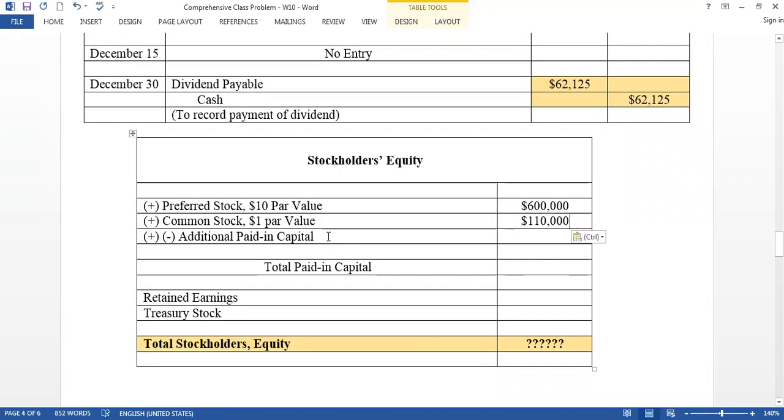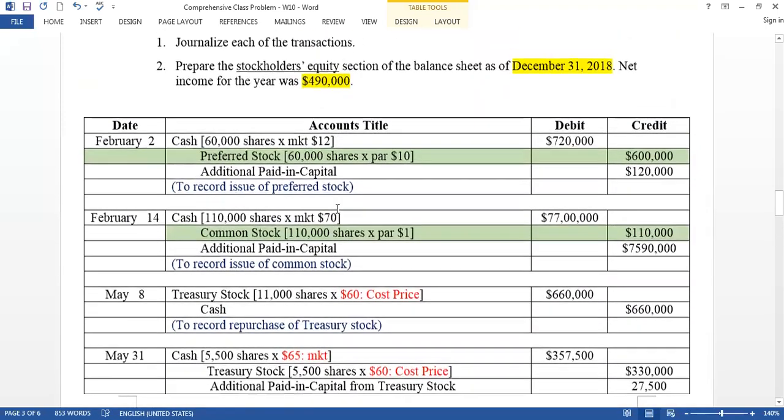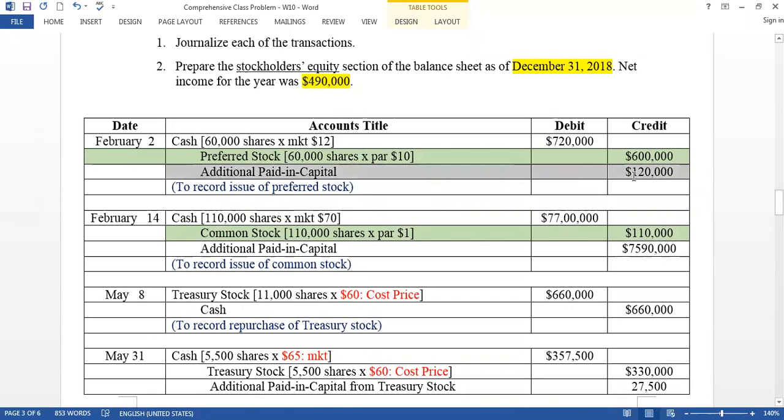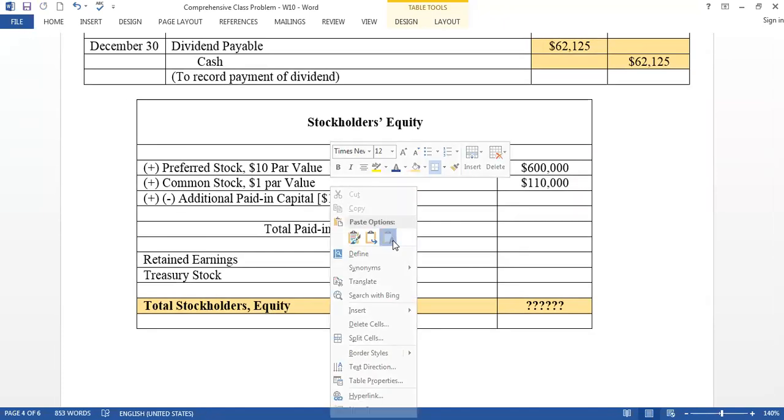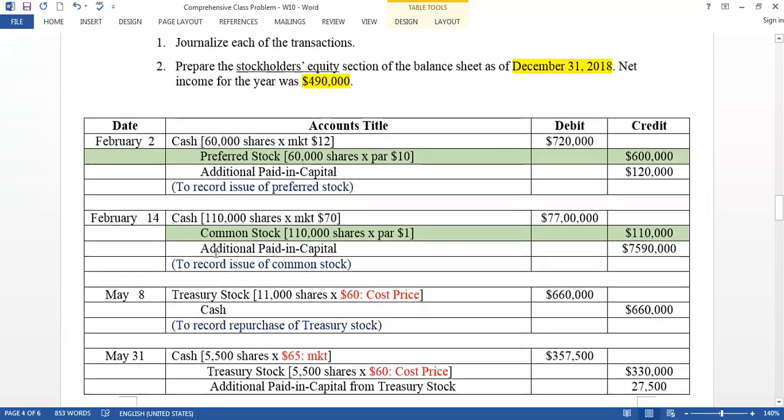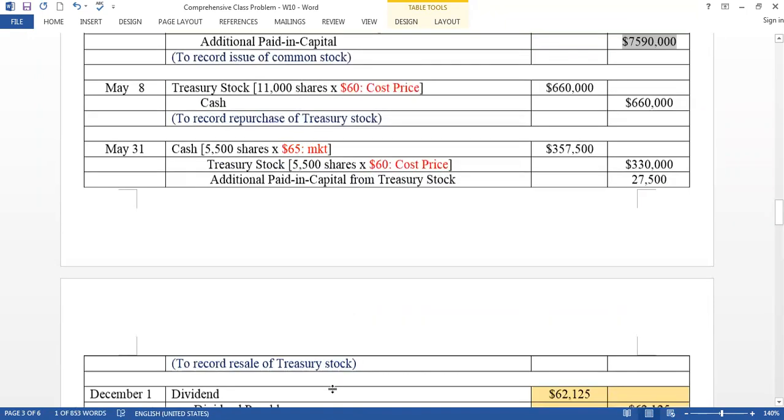Now for additional paid-in capital, you have to do some plus and minus here. Look at the first additional paid-in capital. It is on the credit side. Credit means gain, right? Gain means plus. So 120 gain, so it is plus. We have another additional paid-in capital. Look, it is also credit, right? So plus. Credit, credit, plus.